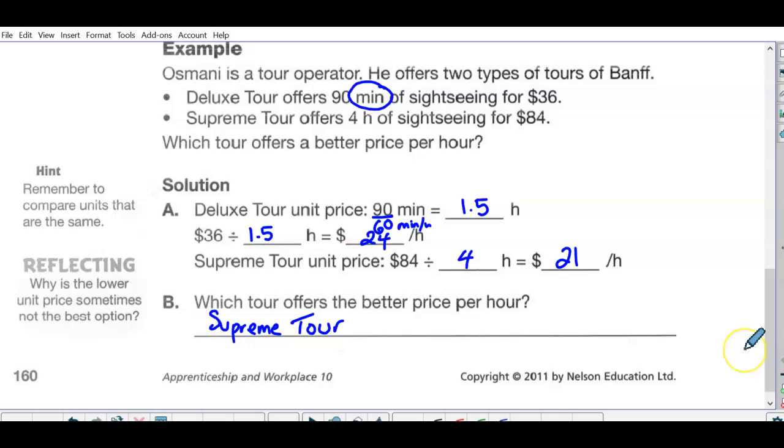And that's really all that you're doing when you're determining the best buy in this chapter. You're just doing calculations and then seeing which is the cheapest. Best buy means the cheapest. Okay, so that's it.